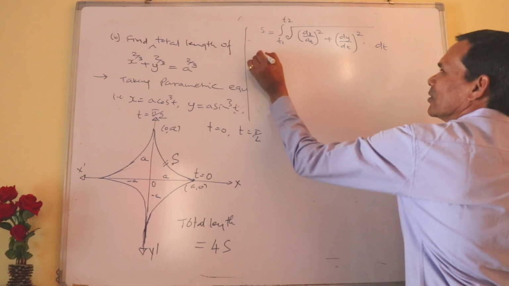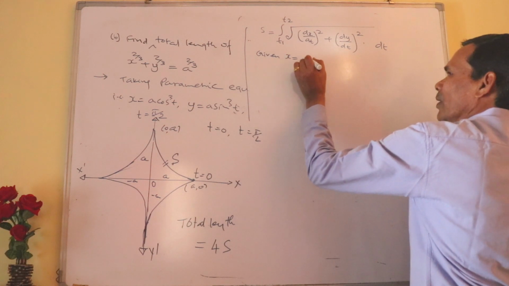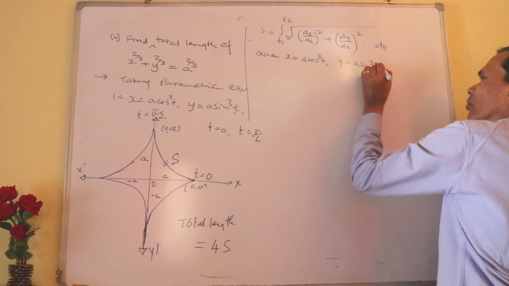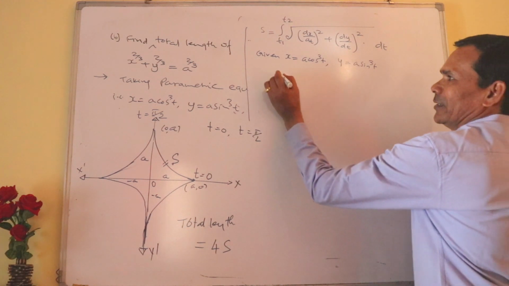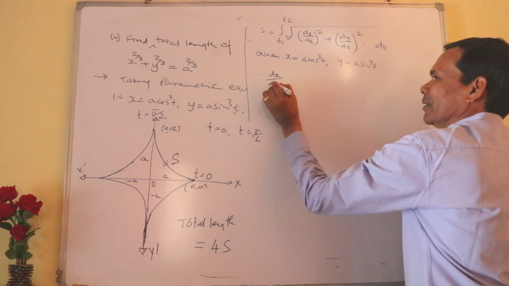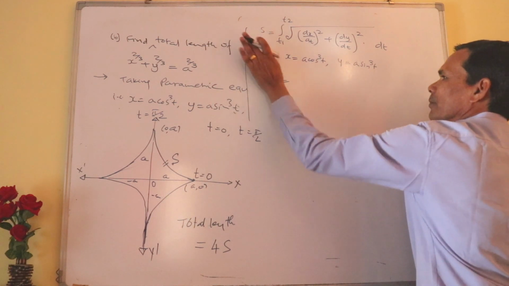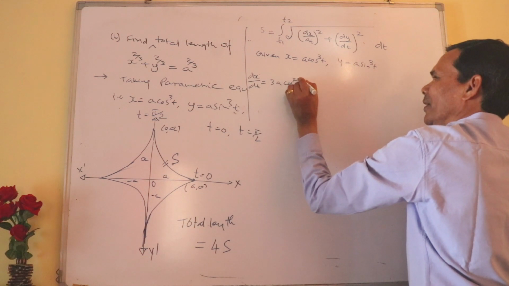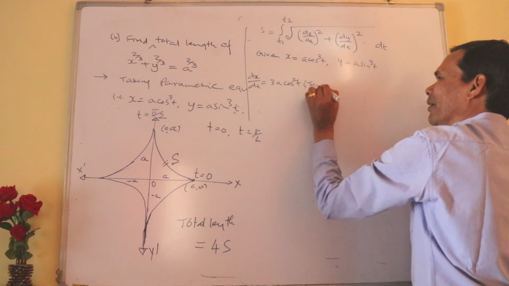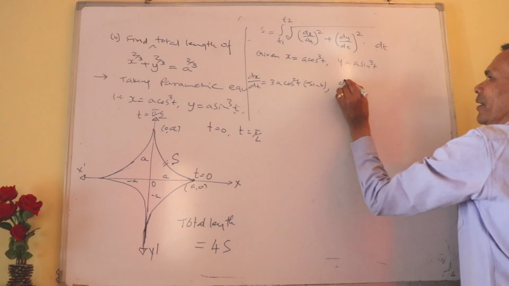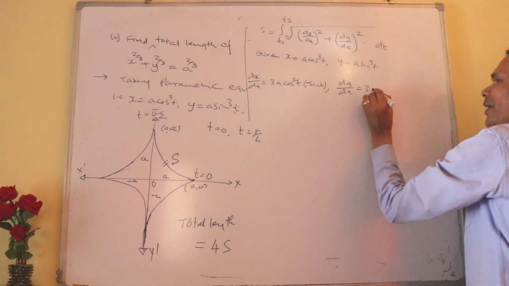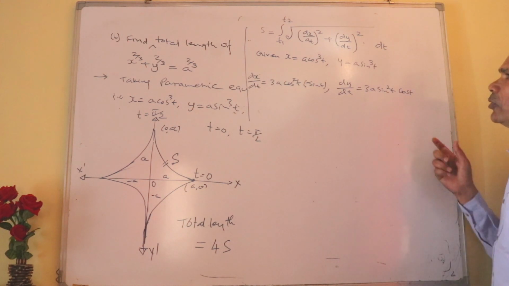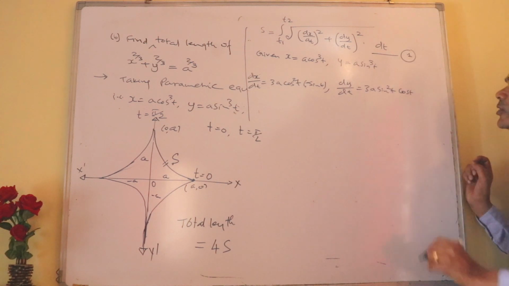The parametric equations given are x is equal to a cos cube t, y is equal to a sin cube t. So you have to find dx by dt and dy by dt. dx by dt is equal to 3 times a cos square t into minus sin t, the derivative of cos t being minus sin t. And dy by dt is 3 times a sin square t into the derivative of sin t, which is cos t. So I put this in this particular expression. I may be calling this 1.